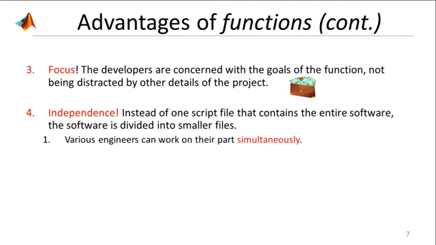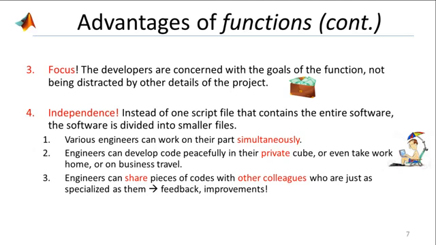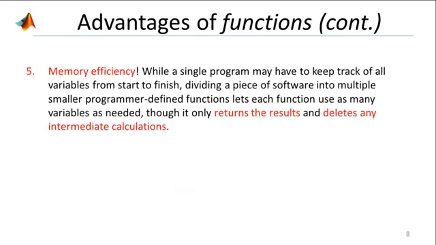There are actually a lot of advantages to this method. Various engineers can work on their parts simultaneously. But they can also develop code privately. They can even move. However, they can get together again to share pieces of code with other colleagues. Somebody else who's an expert on the topic can help you fix your little function. Or you can be hired by 2 companies and use the actual same function. If this function works for this rocket and the other one is similar, why not reuse it? So you can again see the reusability aspect.